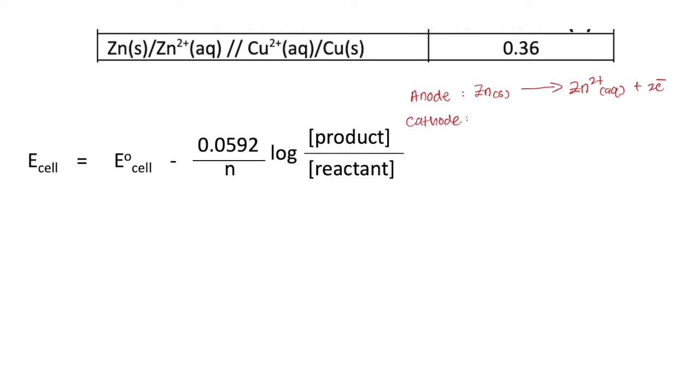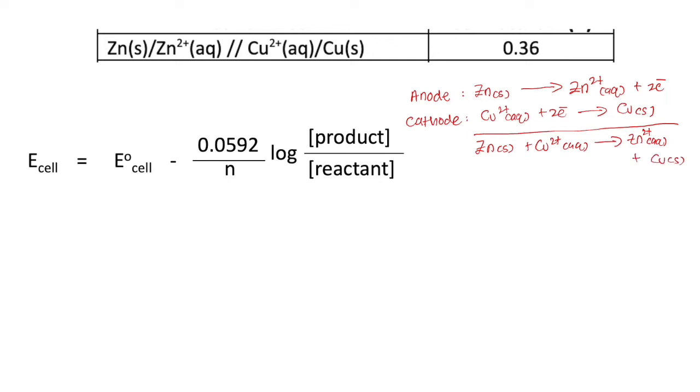And our cathode here is copper, and it produces copper solid. So our overall equation is zinc solid plus copper 2+ producing zinc 2+ plus copper solid. Now, 2 electrons are involved here. As you can see, 2 electrons had been donated and 2 electrons had been received.